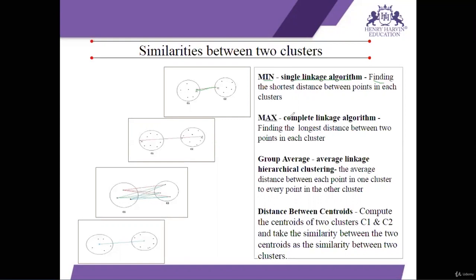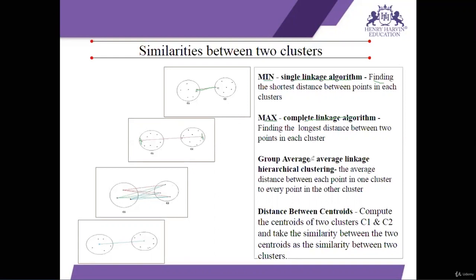Similarly, the maximum is the complete linkage algorithm, which finds the longest distance between the points in each cluster. So in C1 and C2, you can see the farthest points have been joined, showing that the longest distance between the two clusters is this. So these methods help us find the distance and create the clusters based upon the distance.